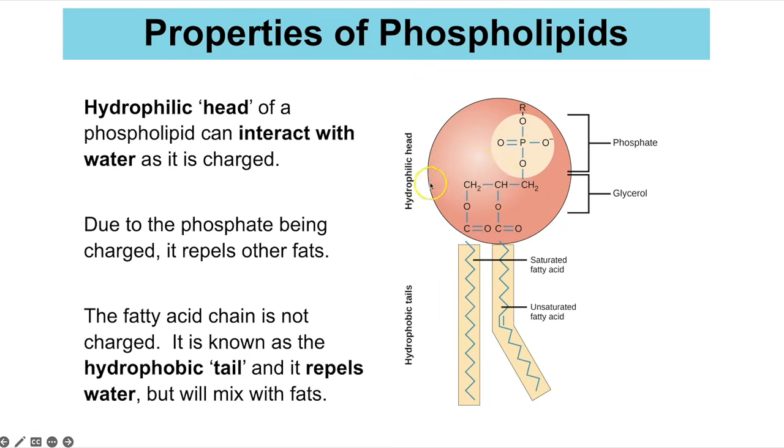the phospholipid. So the head is the glycerol and the phosphate group, and the phosphate group has got a negative charge to it. And because it's got a negative charge, that changes the properties and it makes it hydrophilic, which means it can interact with water. The tail is the hydrocarbon chains, or those fatty acid chains, and those don't have a charge, so they are hydrophobic, which means they will repel water, but they can interact and mix with lipids or fats.